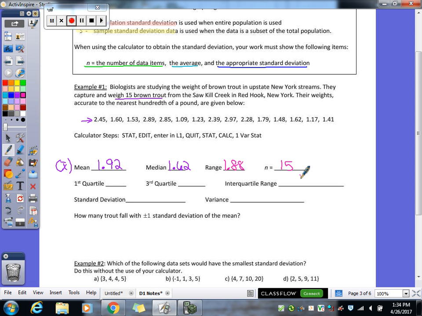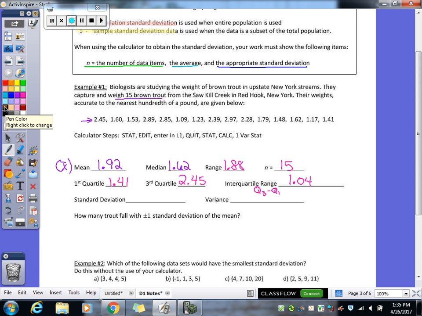First quartile, that's right there with your median. Our Q1 is what? 1.41. Our Q3 was what? 2.45. So then our interquartile range is your Q3 minus your Q1. So 2.45 minus our 1.41. 1.04.